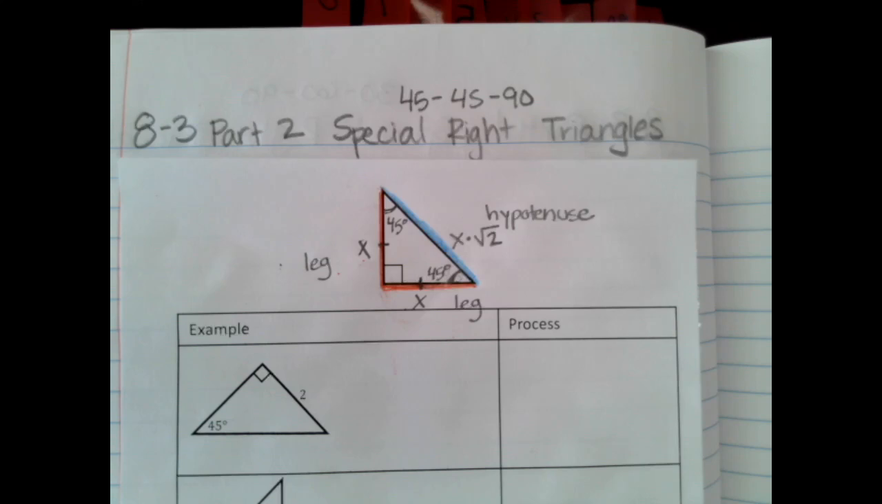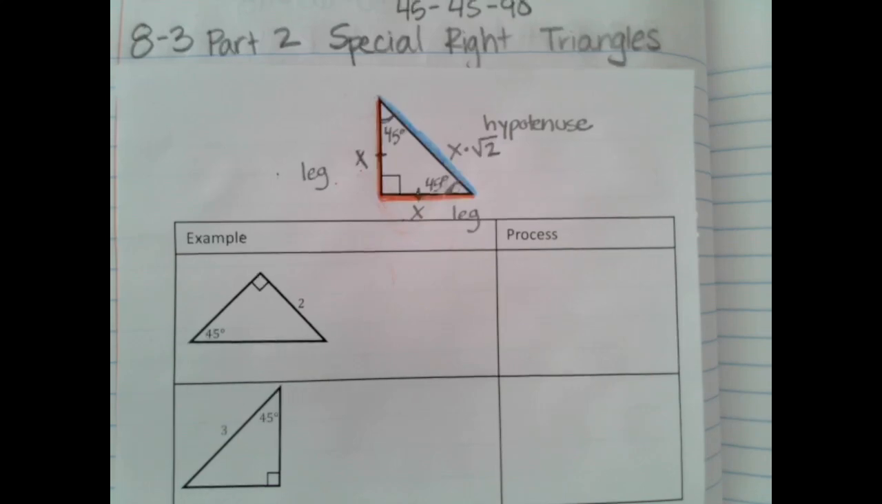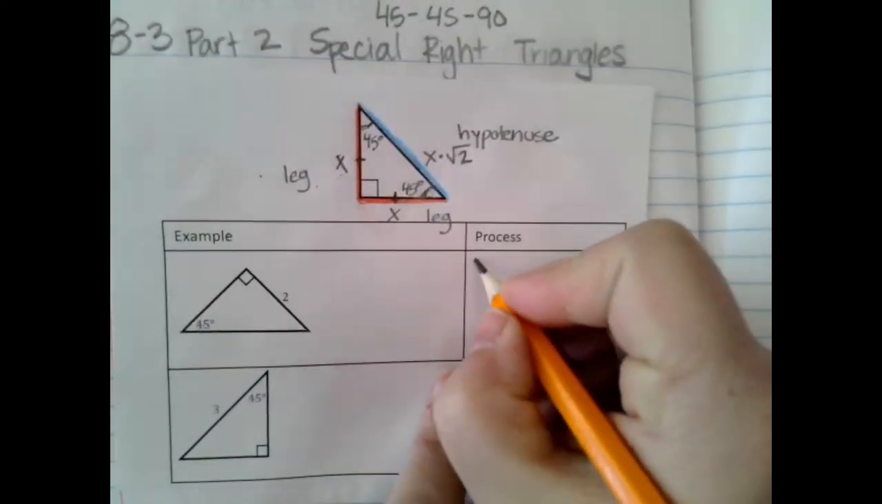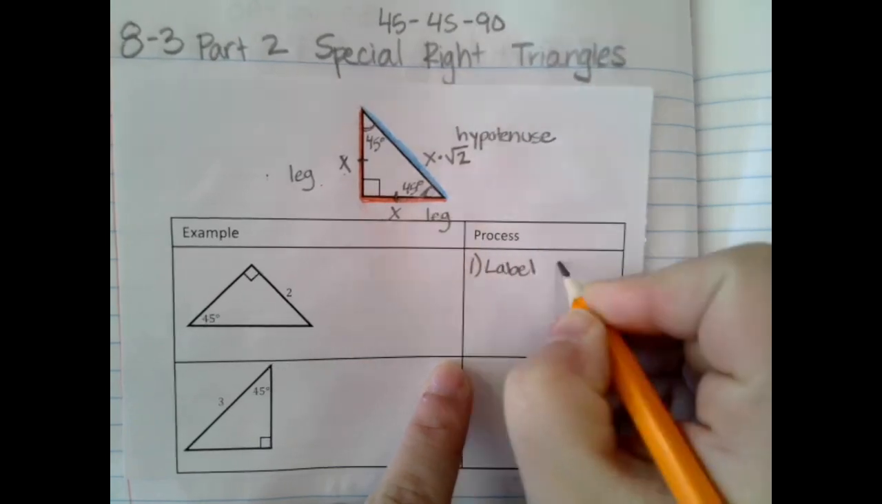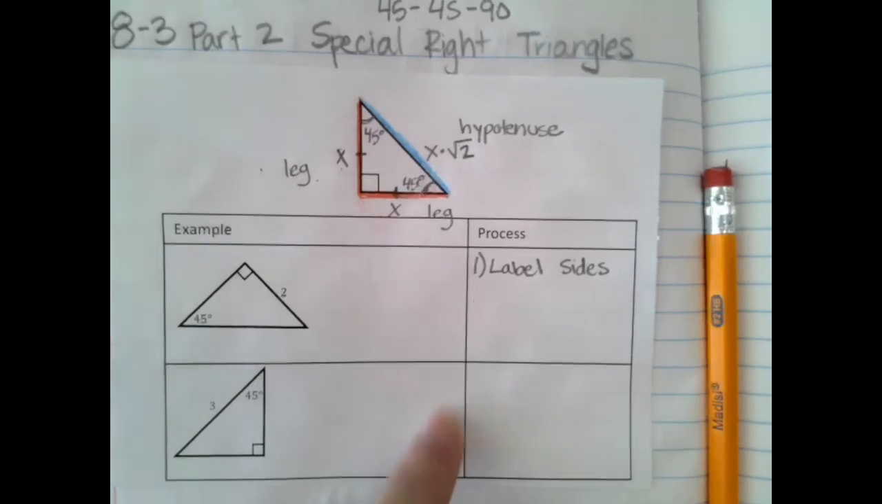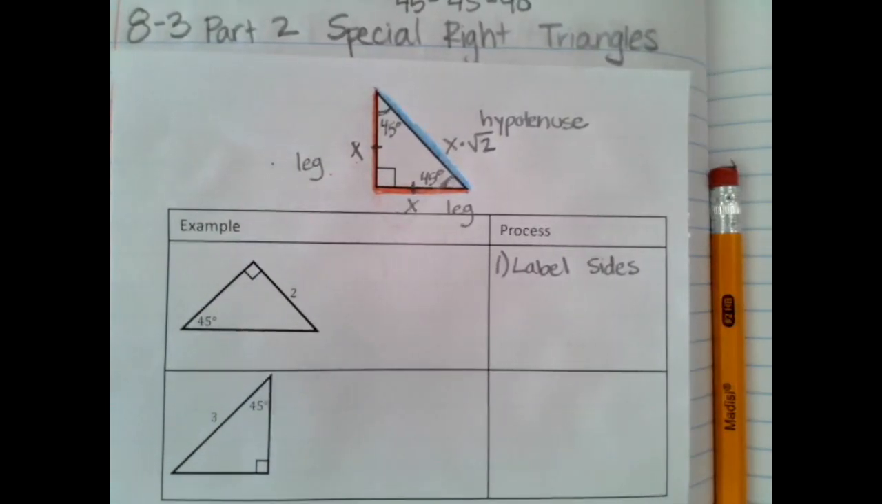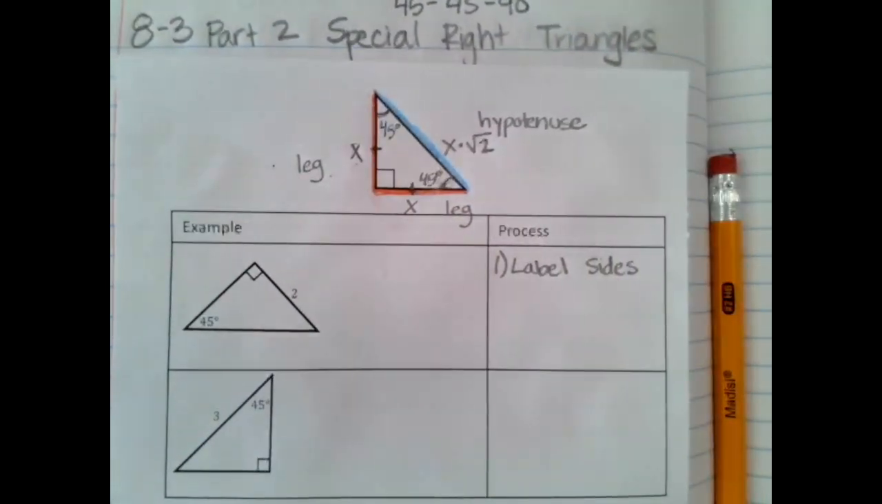Okay, so we have two examples here. Again, we're going to go through our process because if you just write our answers, it's a little hard to follow sometimes. So our first step is always to label the sides. This one's a little bit easier to label the sides than the 30, 60, 90 because the 30, 60, 90, they were all three different. This one, you just have to know which ones are the legs and which one is the hypotenuse.